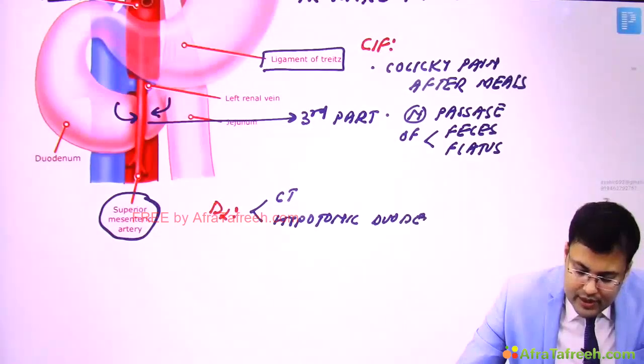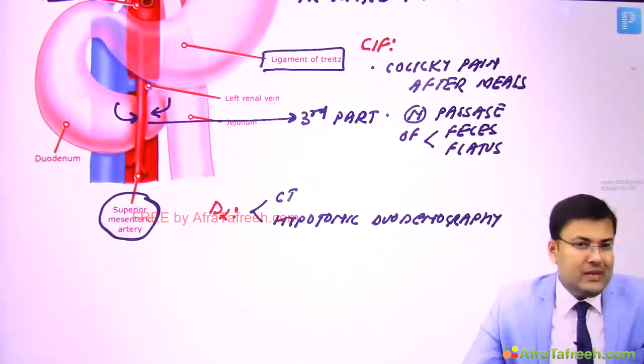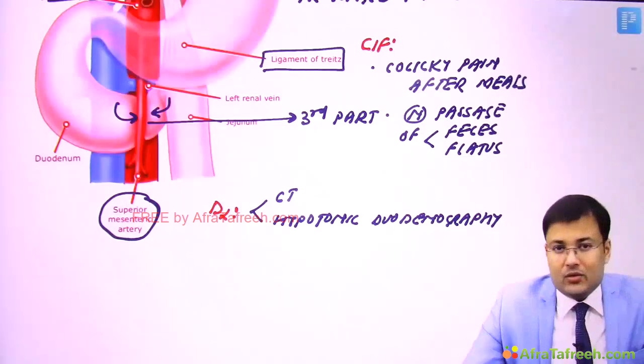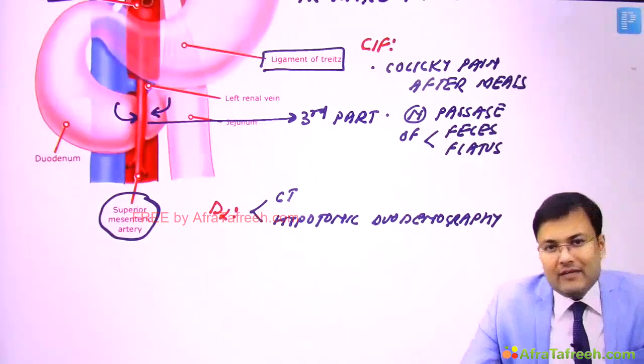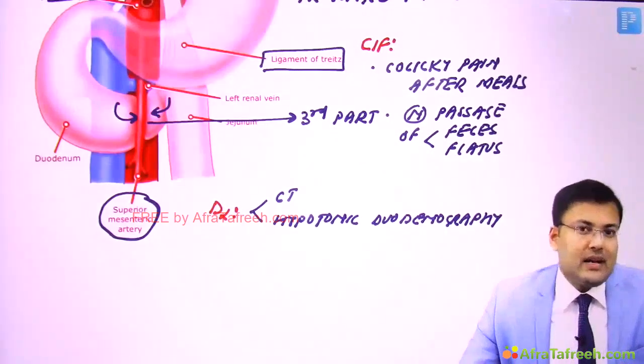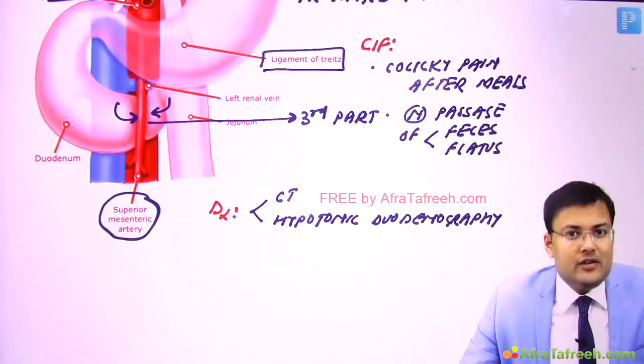One important point which you have to remember, the angle. What's the normal aortomesenteric angle? We discussed 38 to 65 degree. And in which cases patients are having manifestations of superior mesenteric artery syndrome? When the angle is less than 20 degree.